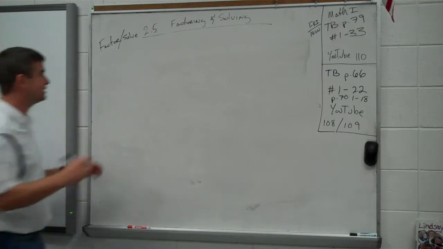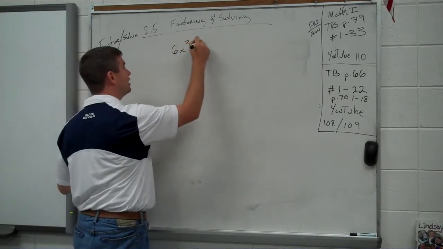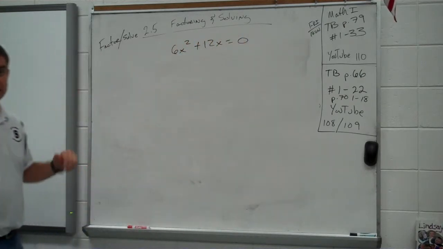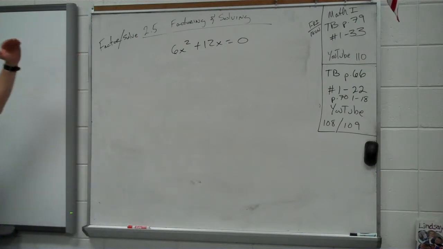All right, here's your first example. 6x squared plus 12x is equal to 0. Okay, the directions are going to say factor and solve, or they might just say solve. And you have to know to factor, but hopefully they're going to say factor and solve.